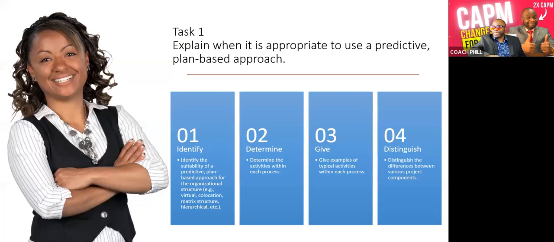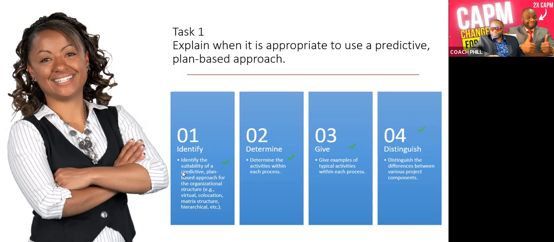Task 1, explain when it is appropriate to use a predictive plan-based approach. For this, you need to have a good grasp of the Stacey model, known as the Stacey complexity model. The big broad steps here are identify the suitability of a predictive approach, determine the activities within each approach, give examples of typical activities within each approach, and distinguish the differences between various project components.